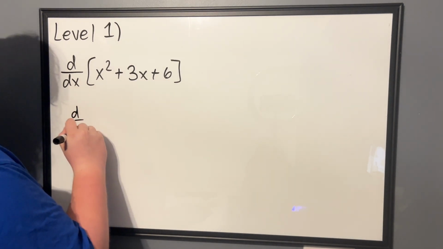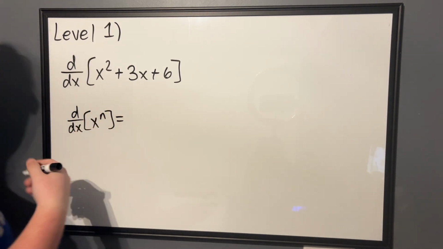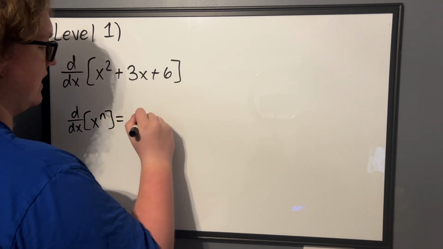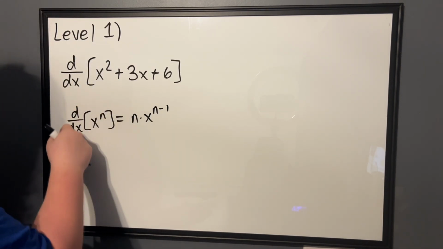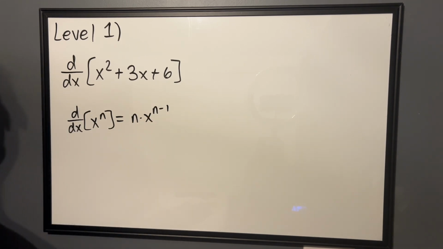So the derivative with respect to x of x to the n, where n is just some number, right? So n is a real number, is going to be n times x to the n minus 1. Or what that means is we bring the n down to the front, we multiply it by x, and then we subtract 1 from the power.